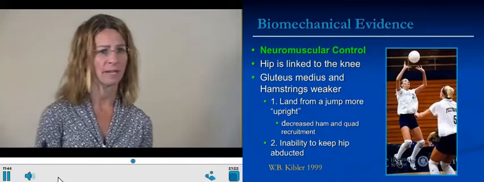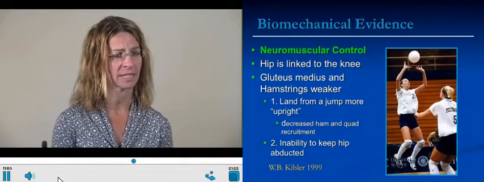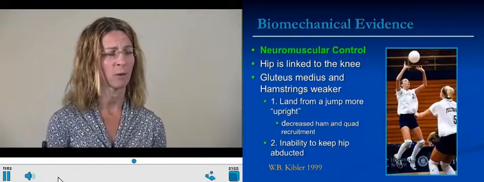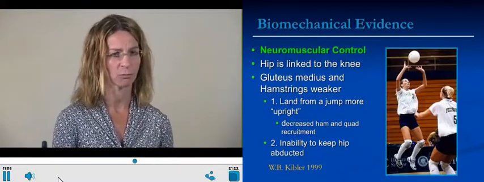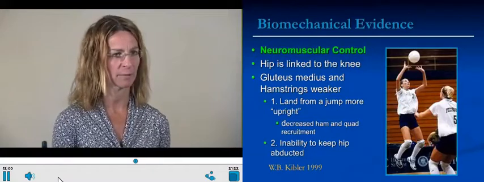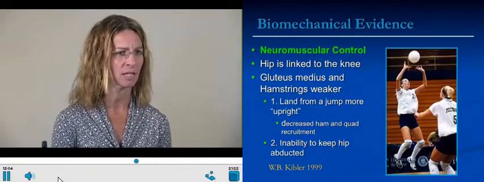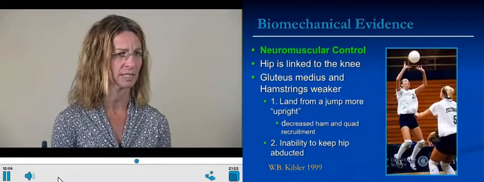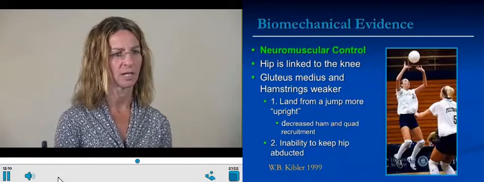Well, we know that the hip is linked to the knee, and we also know that the gluteus medius and the hamstrings are weaker. What this does is make females land from a jump more upright, with a stiff-legged knee gait, decreased hamstring and quad recruitment, and then they have the inability to keep their hip abducted because of the weaker gluteus medius. And this sets up for an absolute ACL injury.